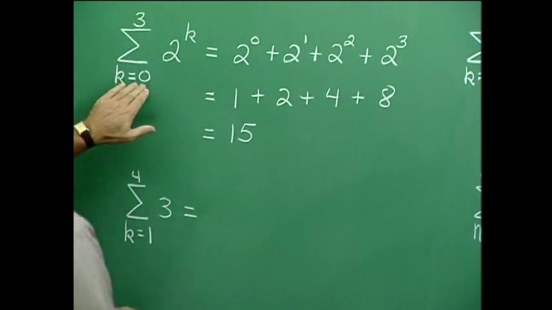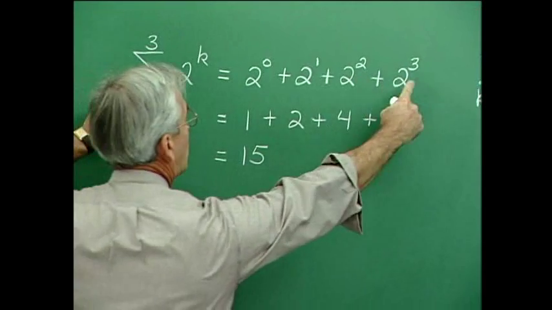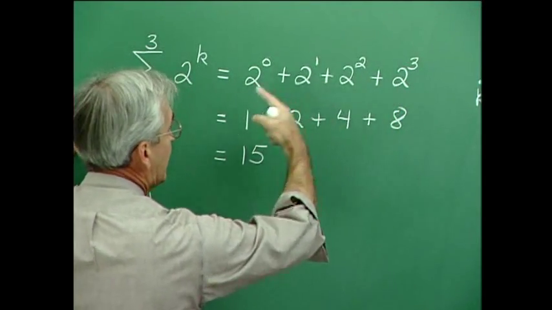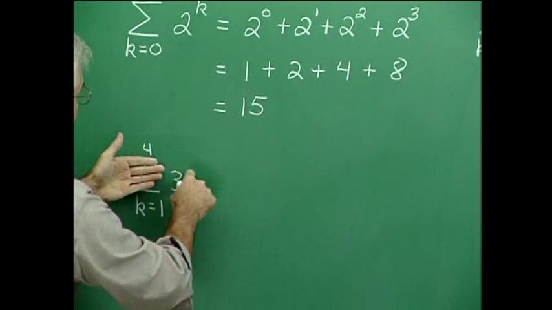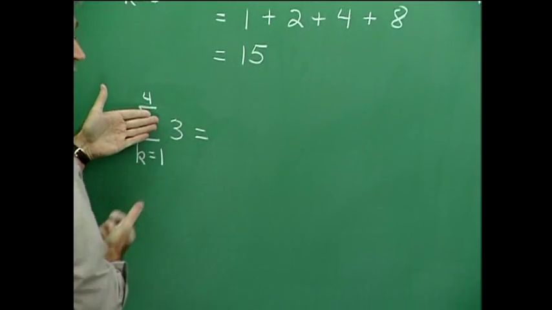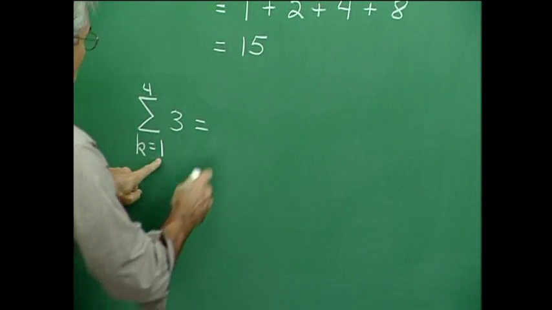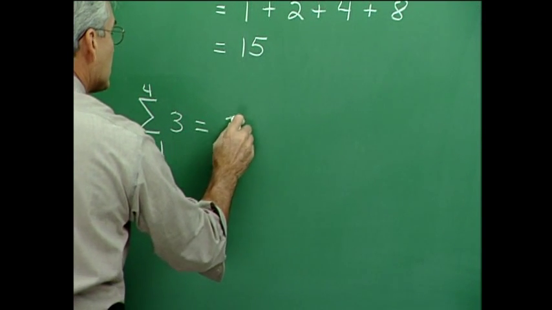Okay, so when we have 0 involved, then it kind of adds 1 to the list of items being added. We have really 4 items and not the upper index here. Okay, here's that situation with a constant again. And it's the notion that k is running from 1 to 4, but k doesn't actually appear here in the expression. So when k is 1, the value of the expression is 3.